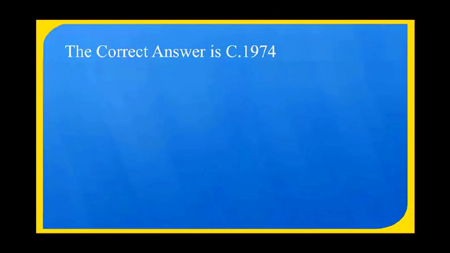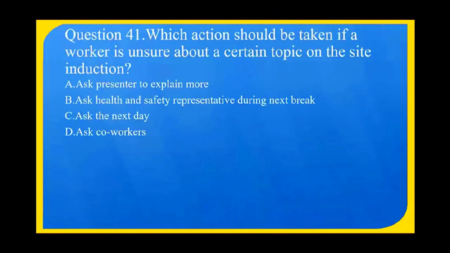1974. Question 41. Which action should be taken if a worker is unsure about a certain topic on the site induction? A. Ask presenter to explain more. B. Ask health and safety representative during next break. C. Ask the next day. D. Ask co-workers.